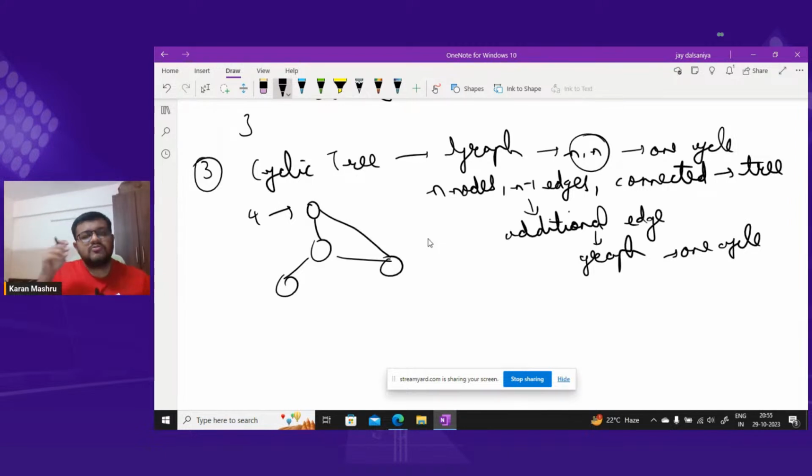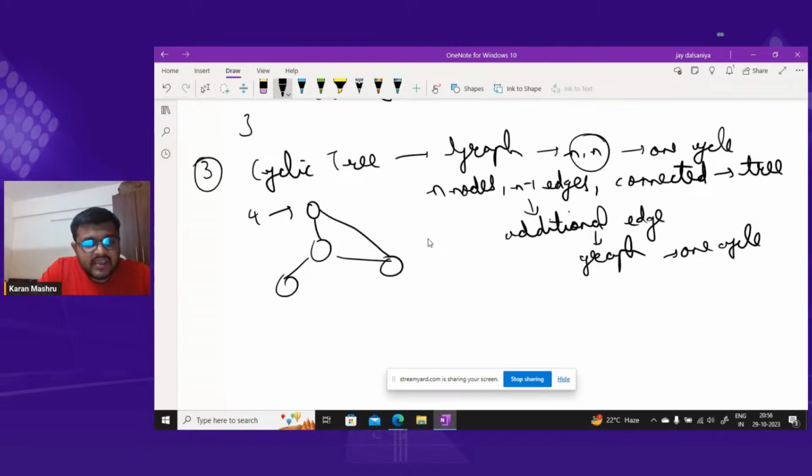So basically in the question they have said that you have a graph with n nodes and n edges which has one cycle, or you can say in other terms, you have a tree with n nodes and n minus 1 edges, and in that you added one additional edge. That is what is given in the question.